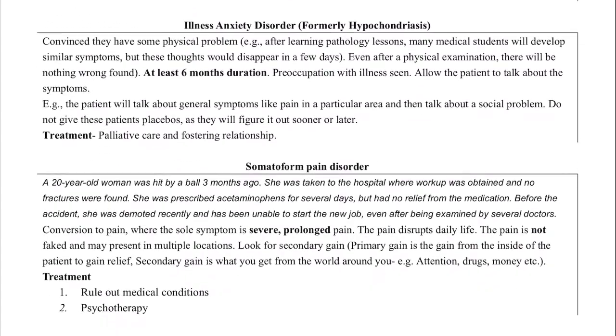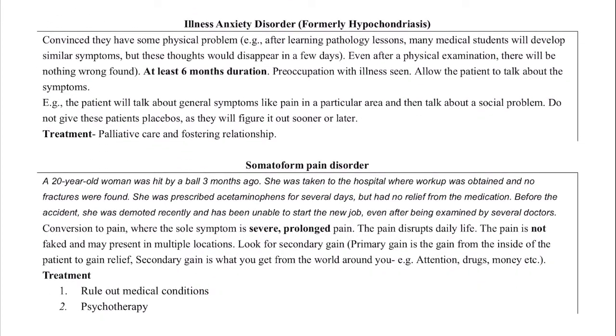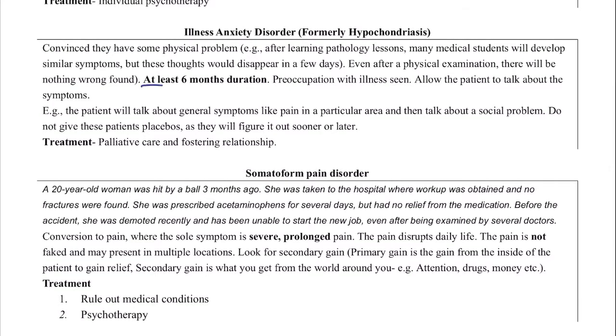Next, we have illness anxiety disorder. It used to be called hypochondriasis, but now it's called illness anxiety disorder. This is what you will get in questions. And again, in this case, you need to have at least 6 months of duration of different symptoms.